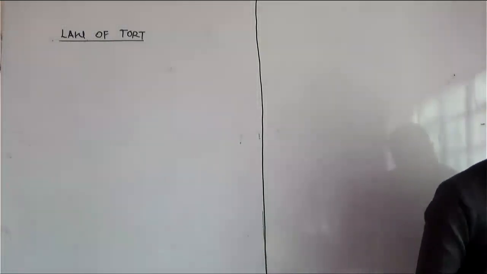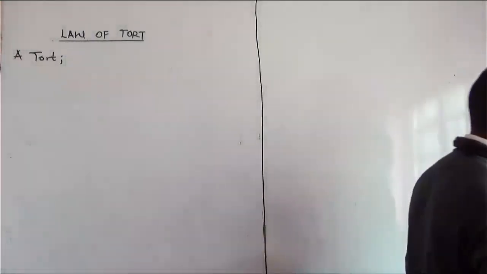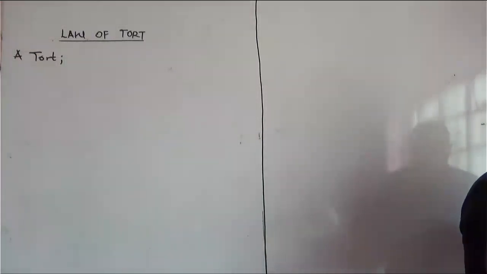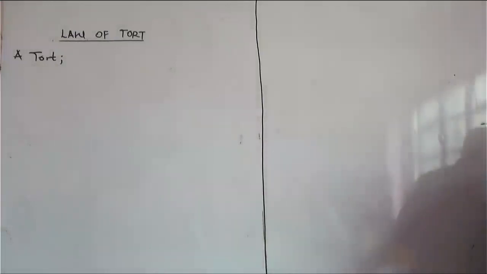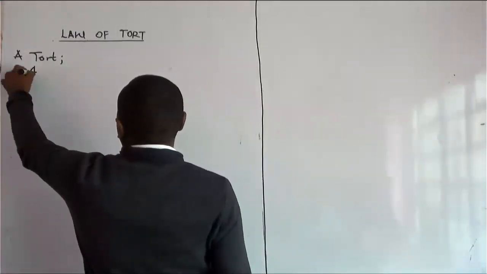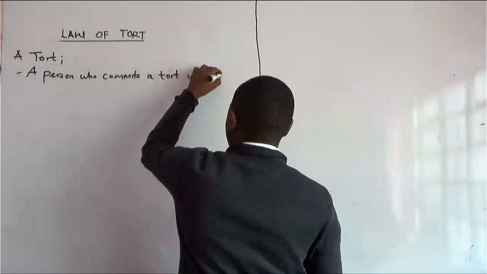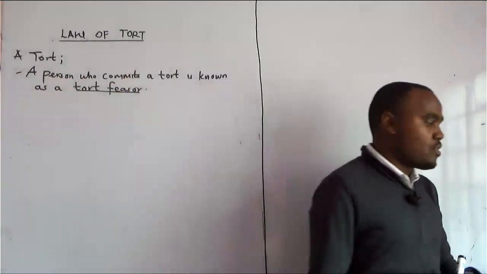So we can start by defining what is a tort. Tort. And we can say that a tort refers to any civil wrong other than the breach of a contract. And we can say a person who commits a tort is known as a tortfeasor. A person who commits a tort is known as the tortfeasor.